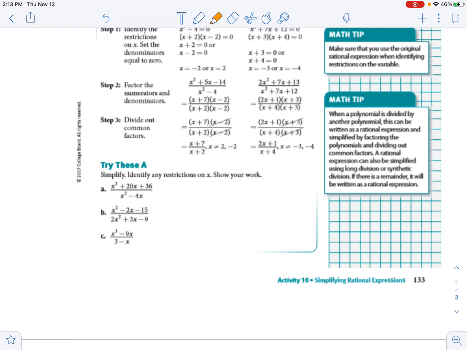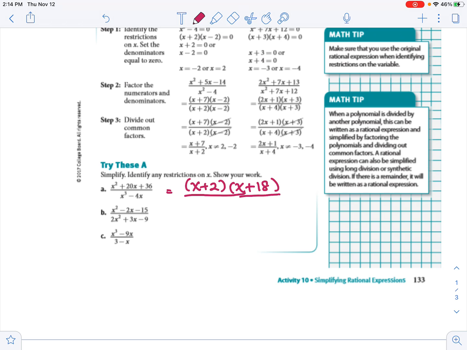Okay, so for part A, in the numerator we have x squared plus 20x plus 36. So we can factor that. I need two numbers that multiply to 36 but add to 20. 36 has a lot of factors, but I believe it's going to be x plus 2 and x plus 18. And 18x plus 2x is 20x, and 2 times 18 is 36.